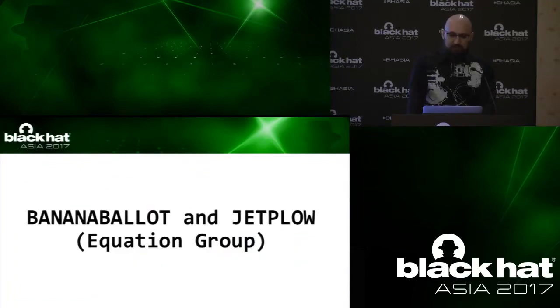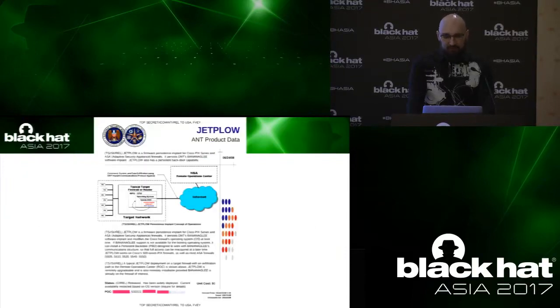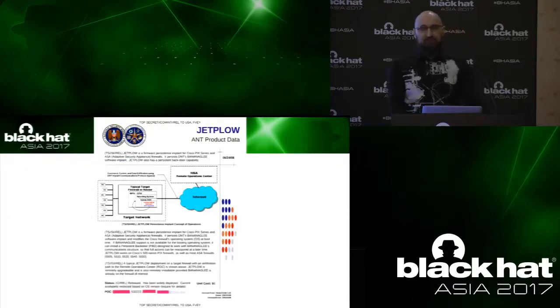Banana Ballot and JetBlow, which is used by Equation Group and leaked by Shadow Brokers last year, have more interesting stuff, because they actually share some samples, and these samples are in fact used for the BIOS of Cisco routers. Cisco used some legacy BIOS on these platforms, which is attacked by JetBlow.